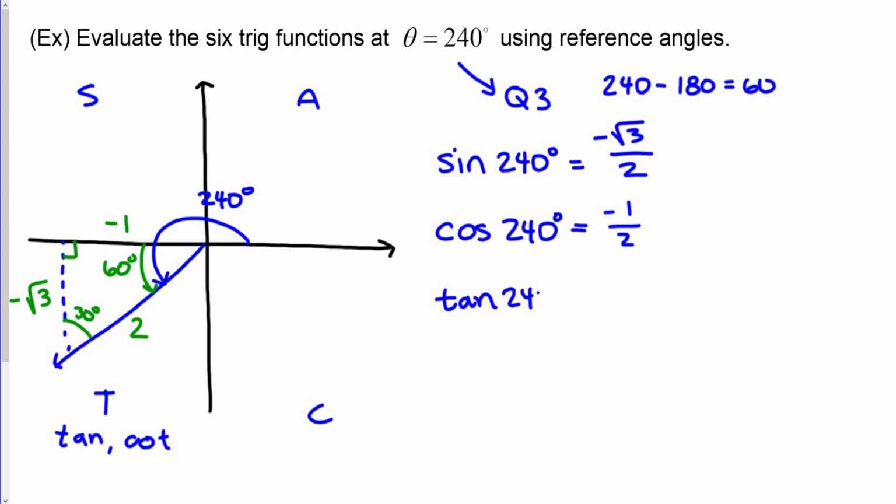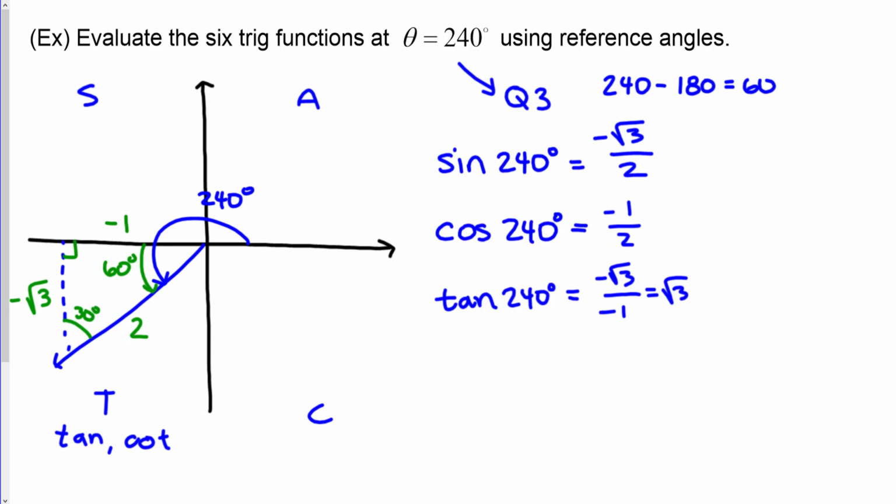The tangent of 240 degrees is the opposite side over the adjacent side. So negative root 3 over negative 1, which if you'll notice would be positive root 3. So just like we said, the tangent is positive in this quadrant.